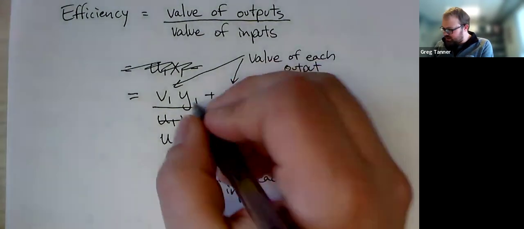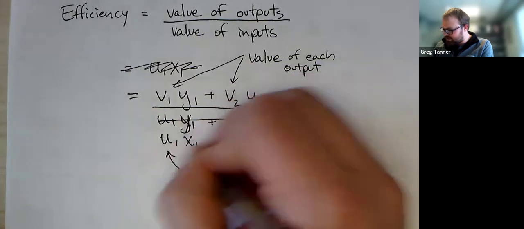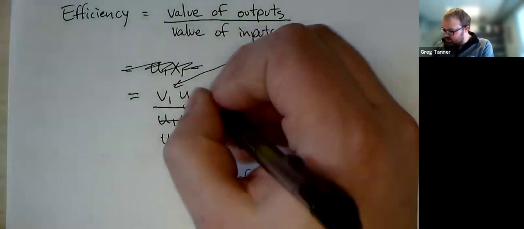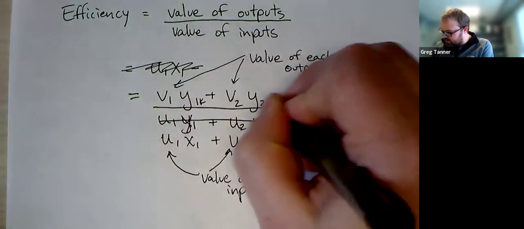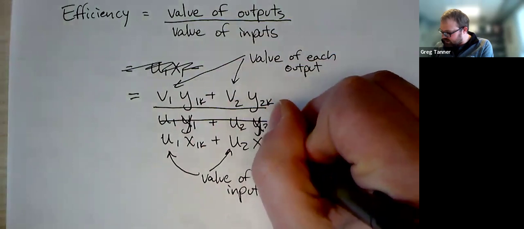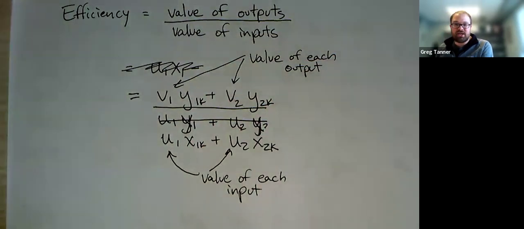Okay, and maybe the Y1s, the X1s, and X2s, those are measured for each of the DMUs. And so let's say Y1K, Y2K, X1K, X2K, so K being whichever DMU that we're interested in at the moment.